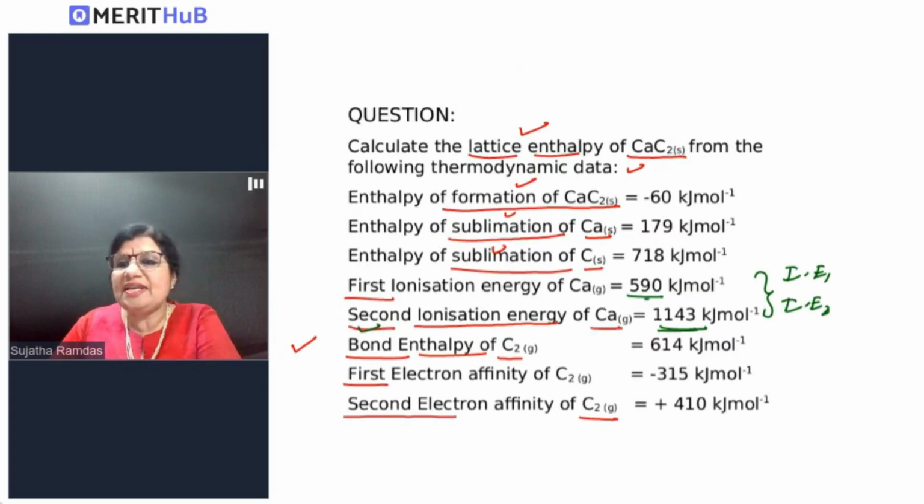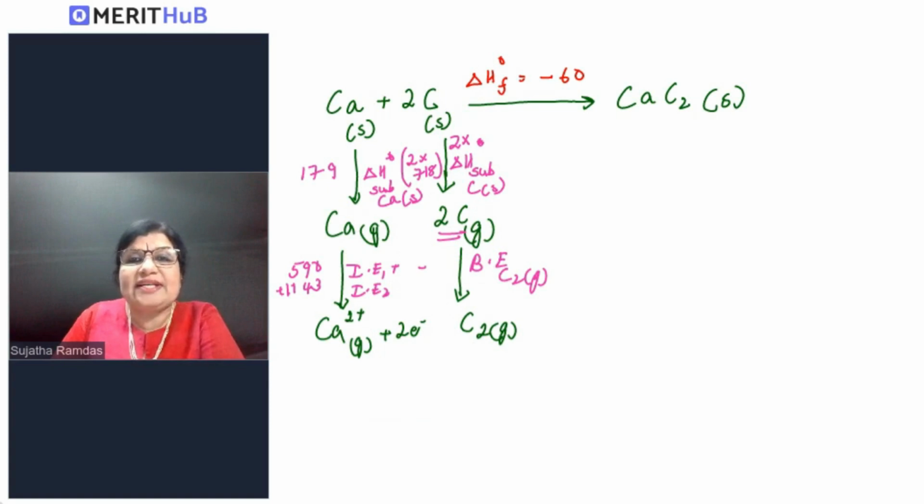So value given here is 614. So if you make a mistake and write 614 as the value in the conversion of 2 gaseous carbon atoms to C2 gaseous, you will go wrong in the calculation. So you've got to understand that this is exothermic, and therefore it is minus 614.